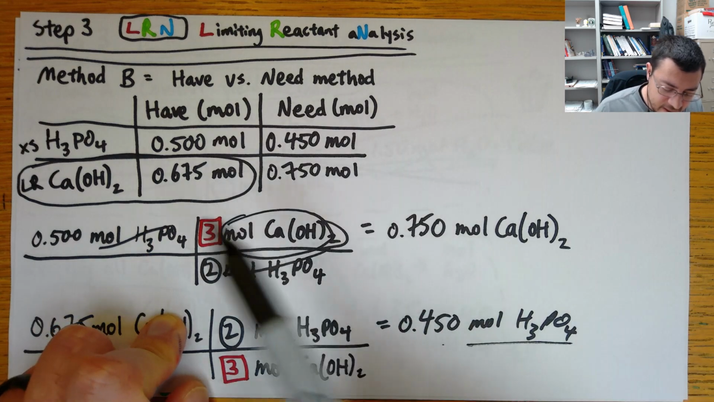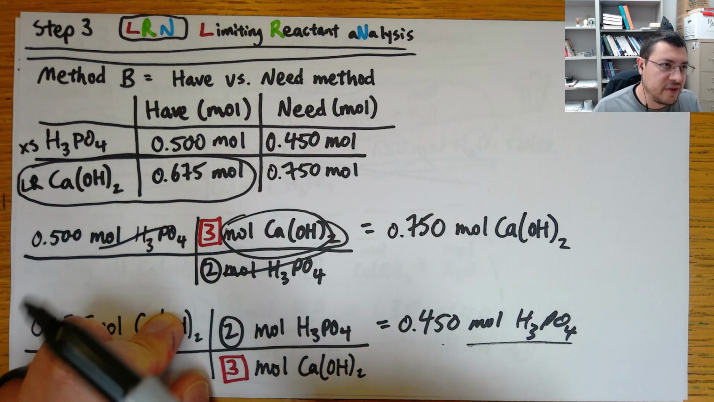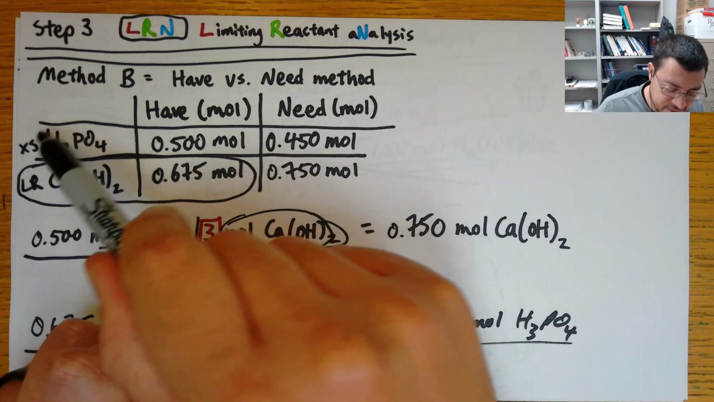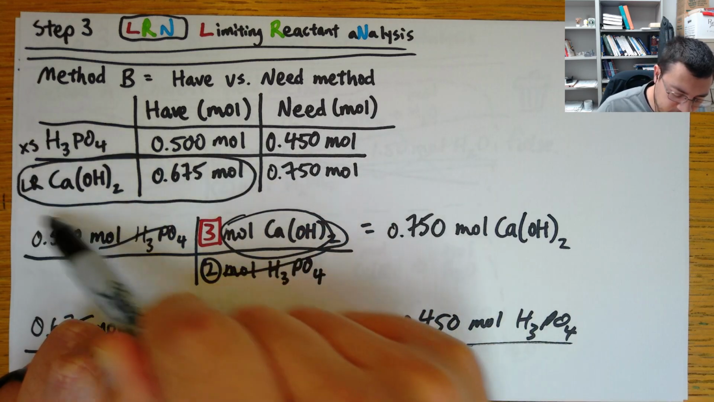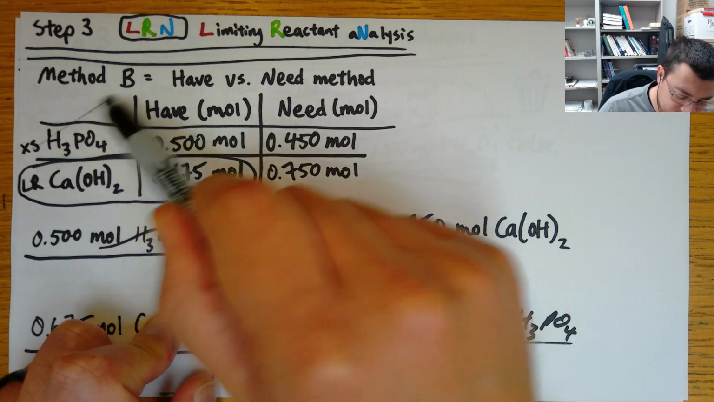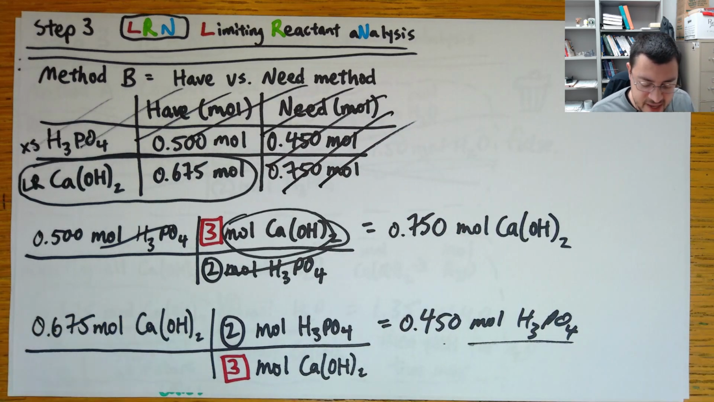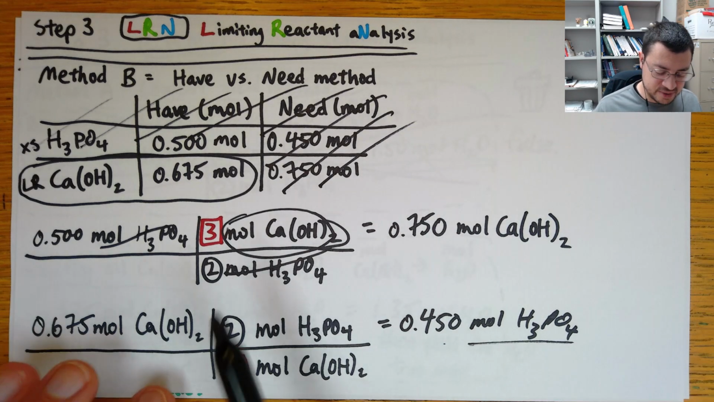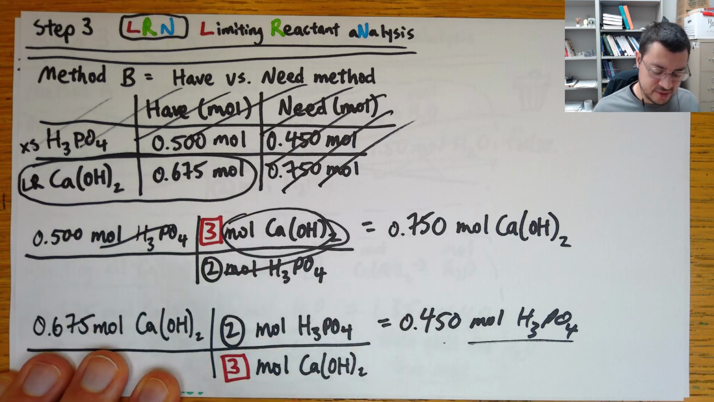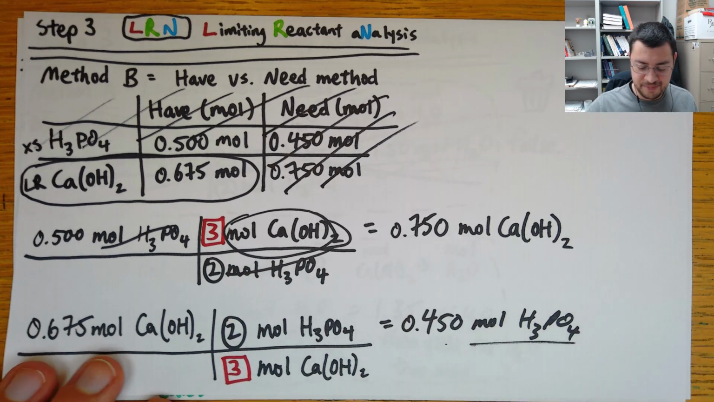If you like method B better, definitely feel free to use it. What I like to do at this point is circle my limiting reactant, and then all the other numbers are likely not going to be necessary for any future calculations. So I like to cross them out, so that I know to choose the correct number.